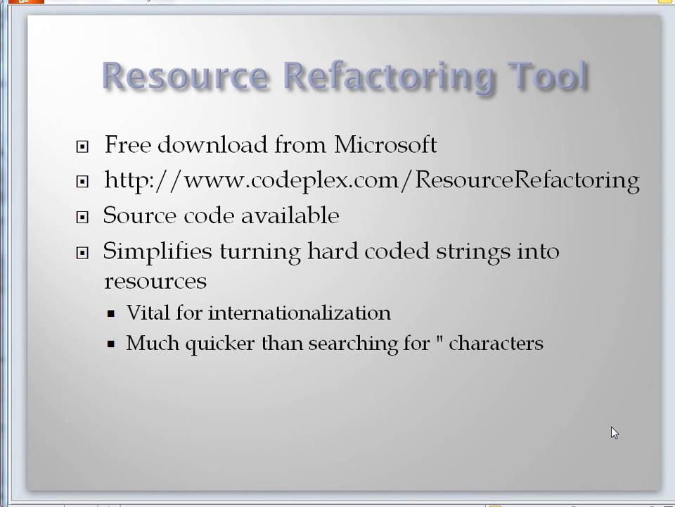But one of the things that trips up this process is when a developer has hard-coded a string. So error message equals quote, that name is taken, please try again, quote. This needs to end up in a resource, and finding those strings and turning them into resources can be a very time-consuming thing to do. The resource refactoring tool, which you can get from CodePlex, is a very simple way to help you turn hard-coded strings into resources.